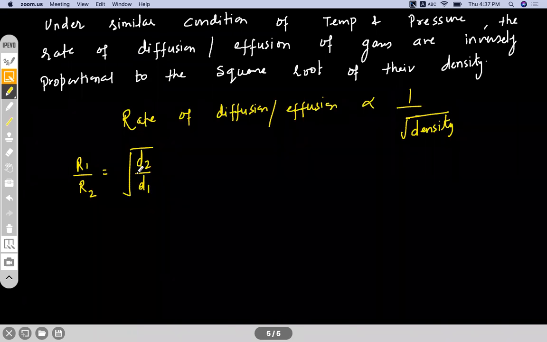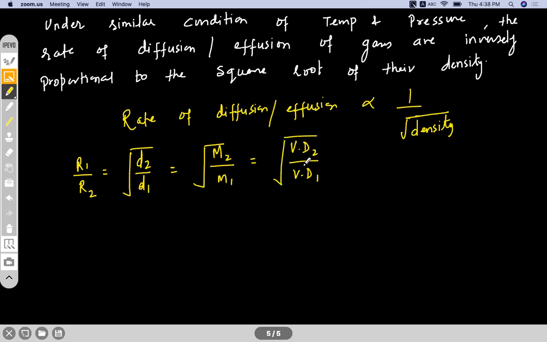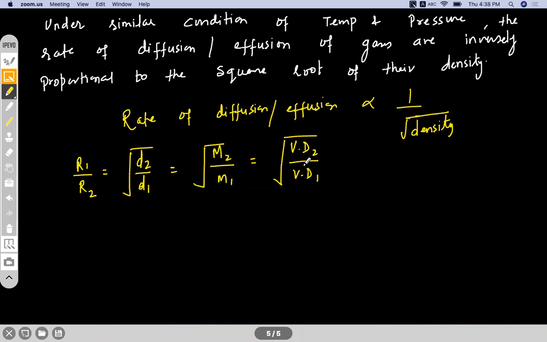This is the formula we can use, which further we can write in terms of mass, that is the molecular mass of 2 by molecular mass of 1, square root of it. And molecular mass we can also find out with the help of vapor density, Vd of 2 by Vd of 1. Generally, vapor density we use when we have a mixture of gases. So this is one relation of the rate of effusion or diffusion. Understood this?